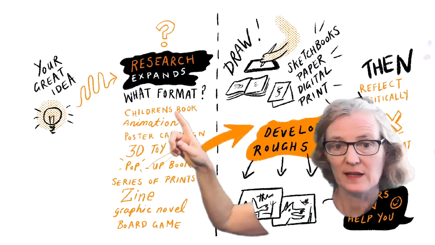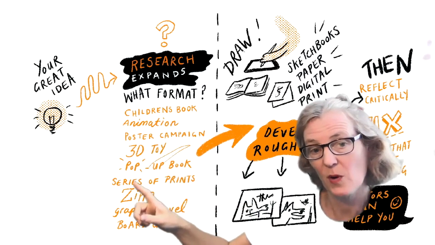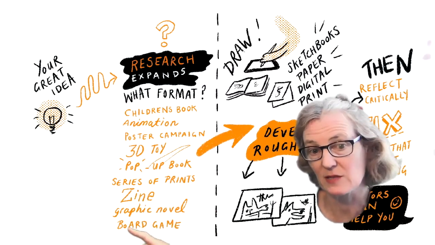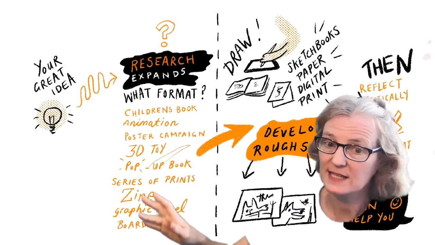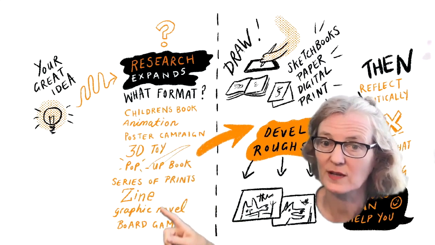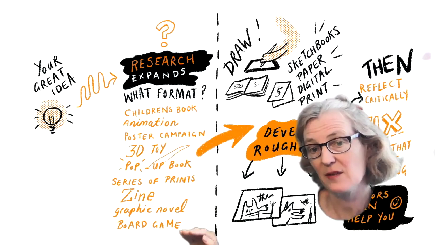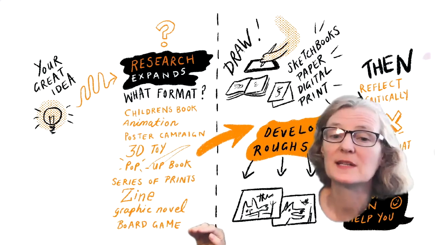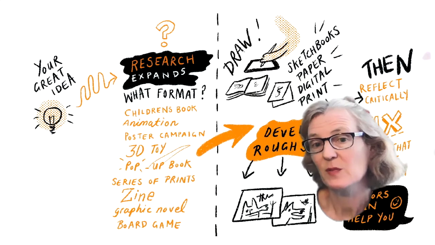Now, it could be something like children's books or animation, could be posters, 3D work, pop-ups, series of prints, zines, graphic novels or board games, amongst others. But now this is where the research needs to take a slightly different direction. And maybe you find examples of these sorts of works to think about how you're going to resolve this. So if, for instance, you're thinking it's going to be a board game, what other board games can you look at? How do they function? How do they work? Then we might need to move on to the next step.